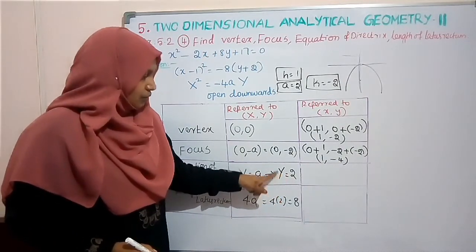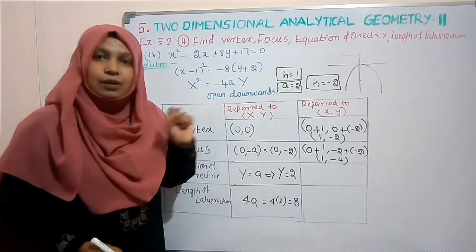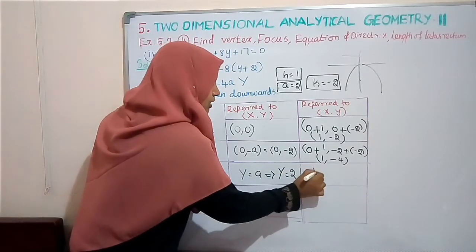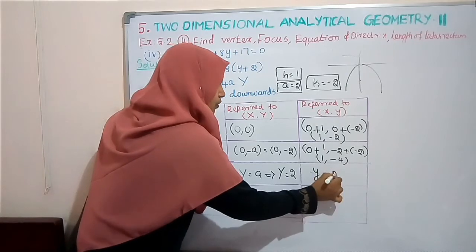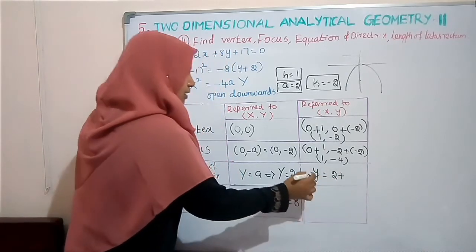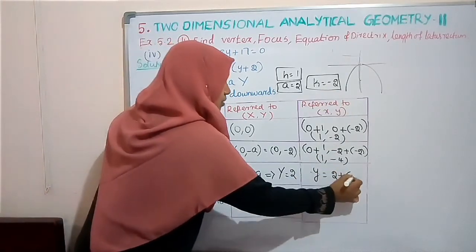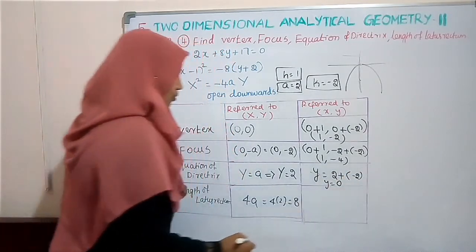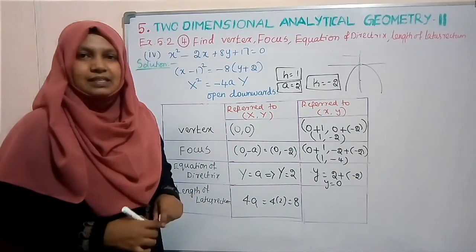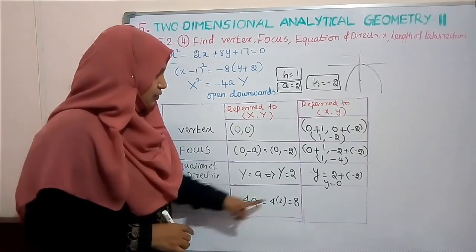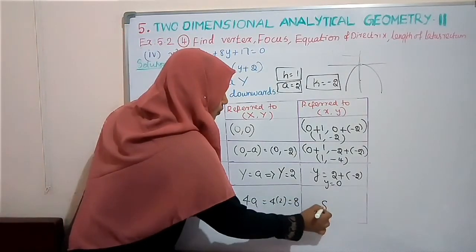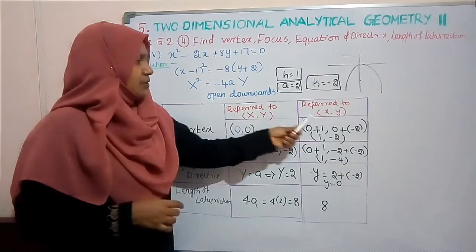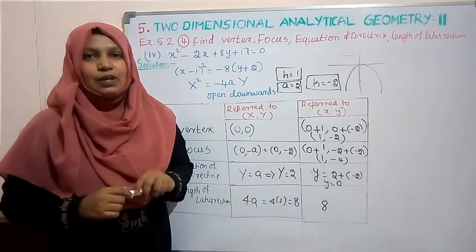So here only y is there, so we can add only k. So y is equal to, when you write here, you should write small y. y is equal to 2 plus k value, that is minus 2. So we can write it as y is equal to 0. And the length of the latus rectum has no need to change. It is same on both sides. Okay. Length no need to change. Only capital XY we have to convert into small xy.